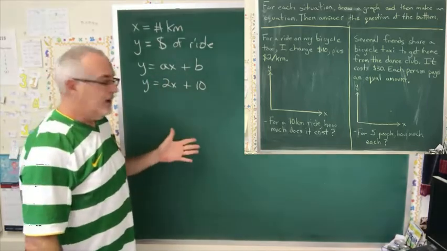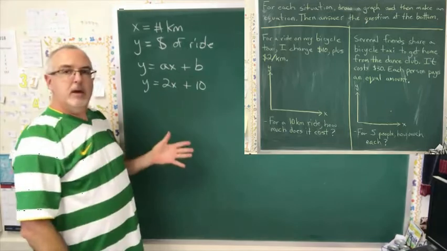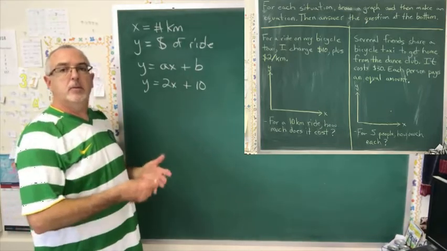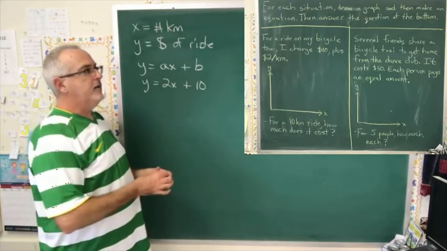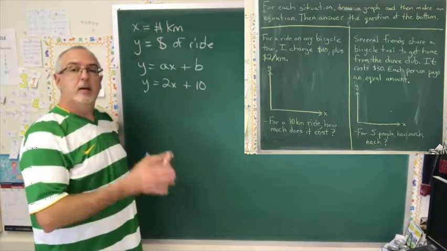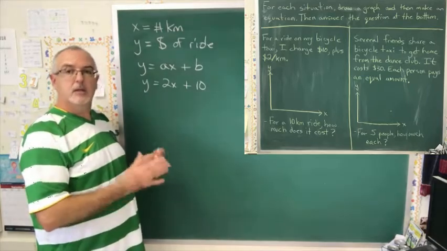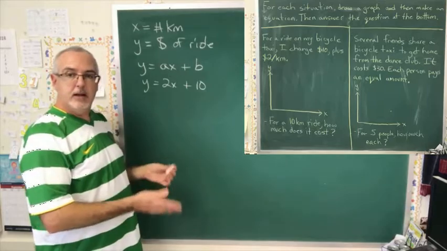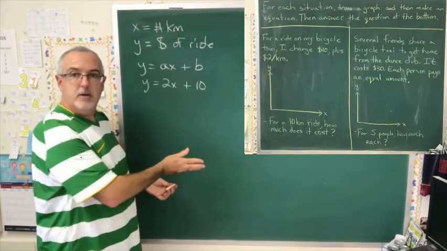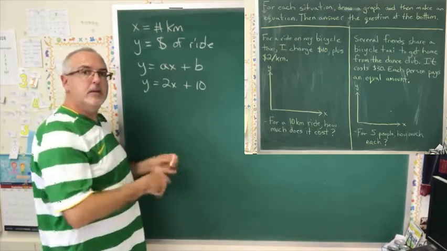How do we know this is linear? Well, the fact that we have a unit of dollars per kilometer is a bit of a clue that it might be linear, because slopes, units of measure, have a tendency to be unit slash other unit. So dollar slash kilometer makes me think of a slope.